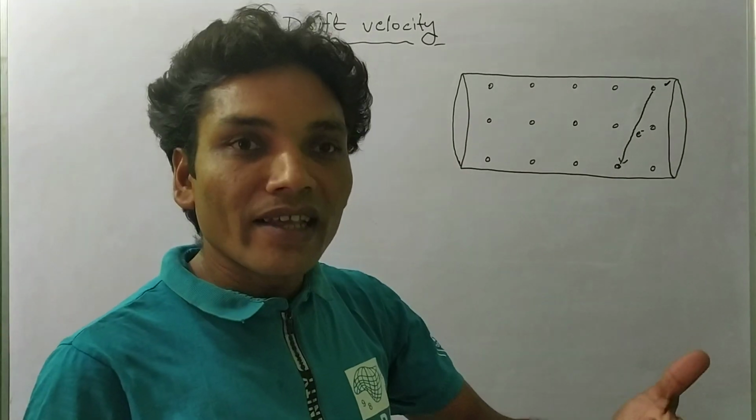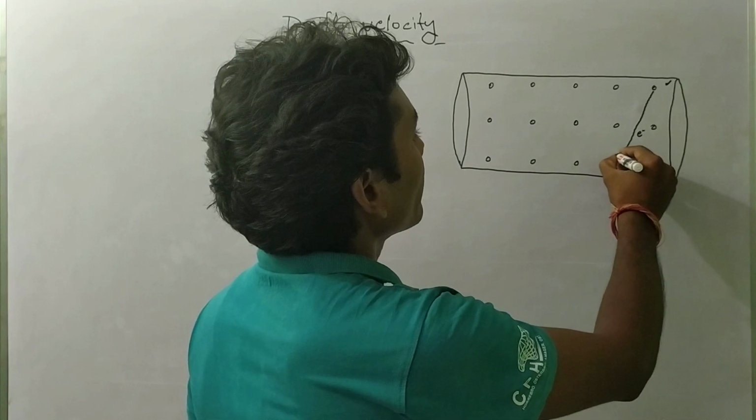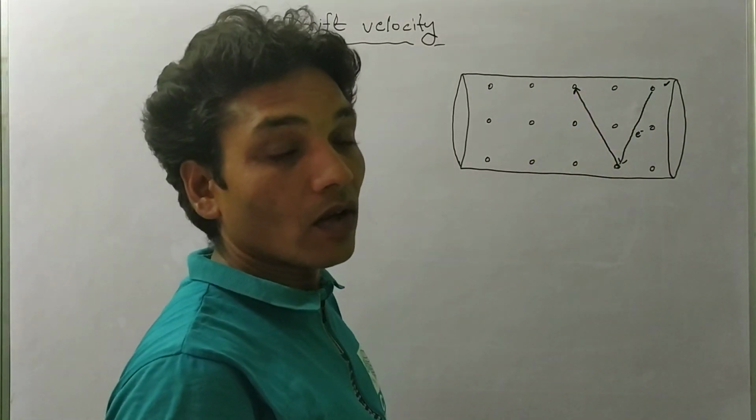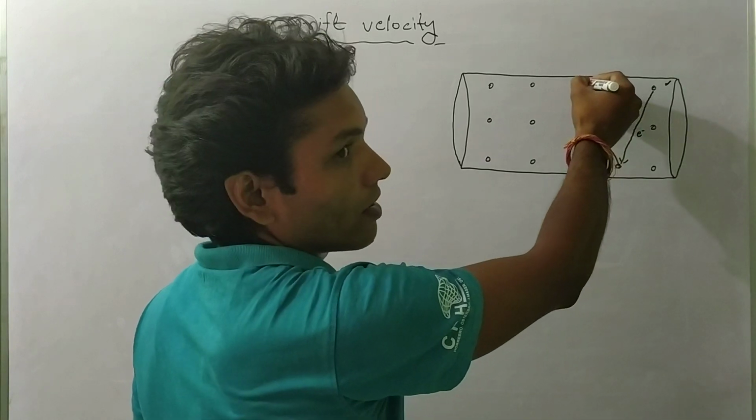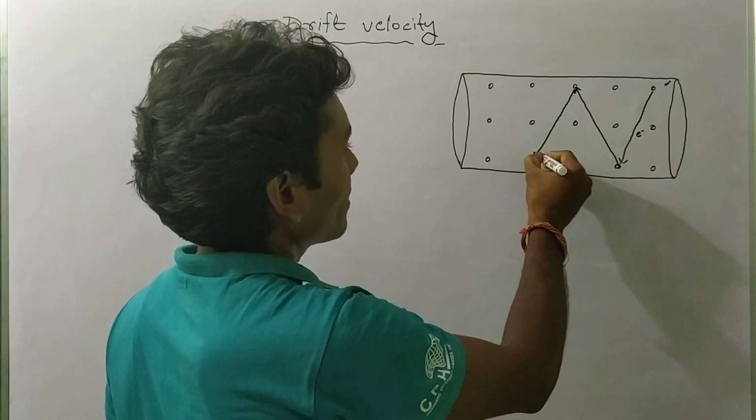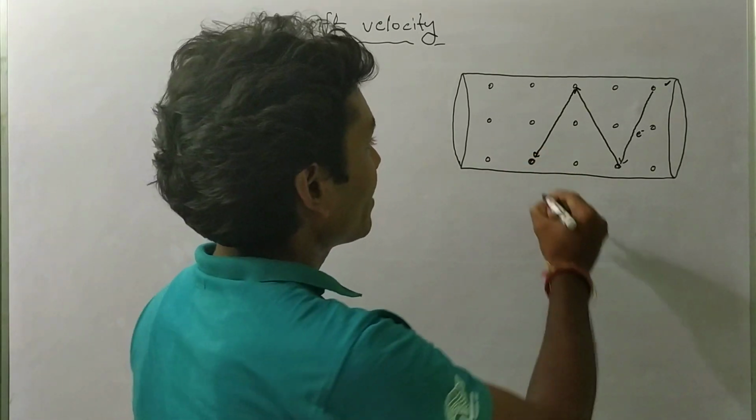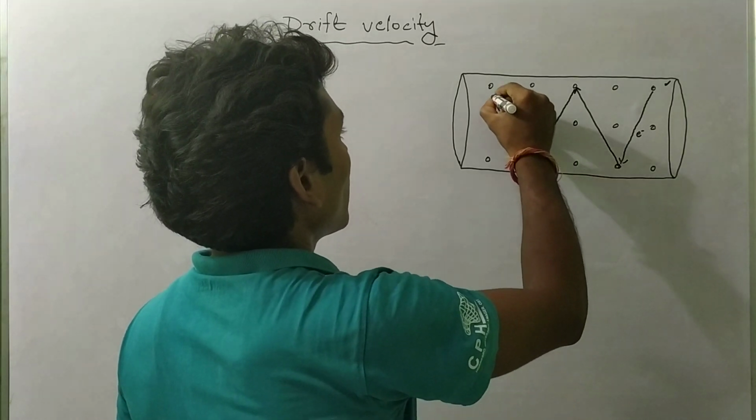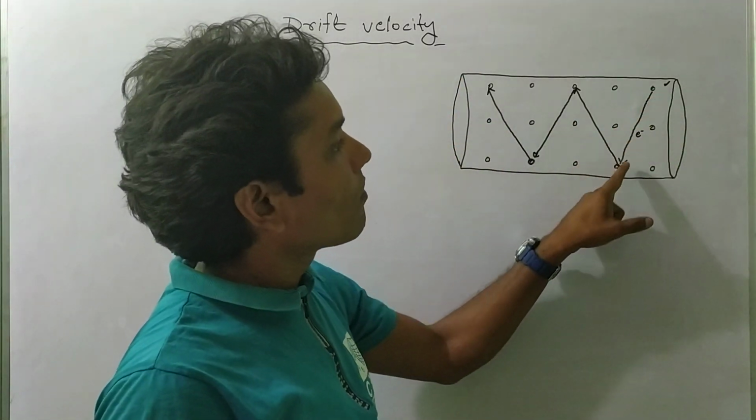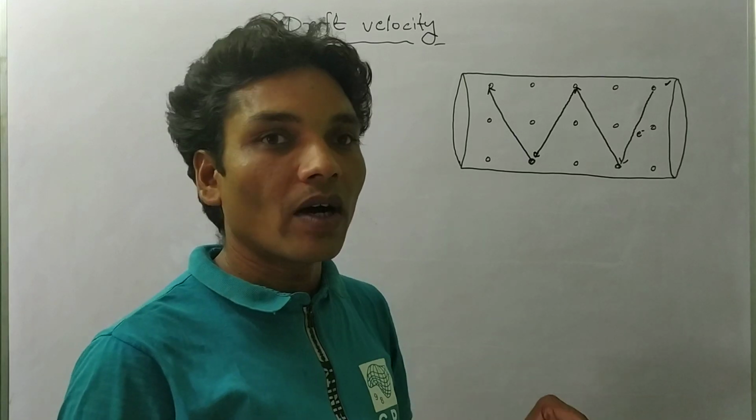Again, on getting the external energy or thermal energy, it begins to move in a different direction. Let it move along this direction and collide with this atom. After the collision, it will change its path and begin to move along this direction. Another atom is there, so it will collide with this atom and change its path and go along this direction. You can see in this diagram the path of the free electron is zigzag. So this electron moves in a zigzag path.